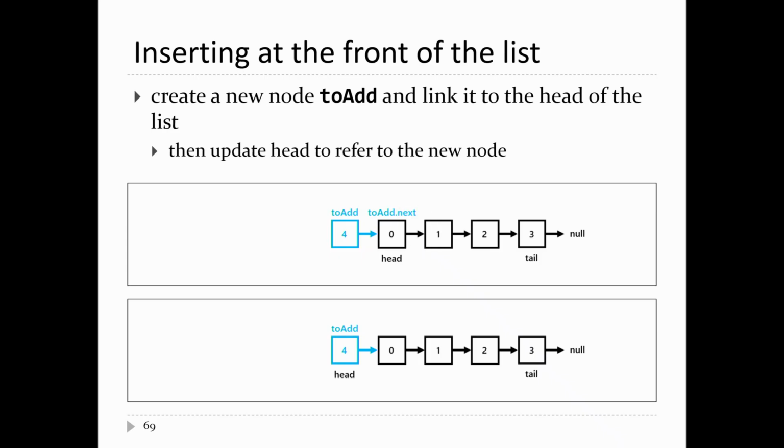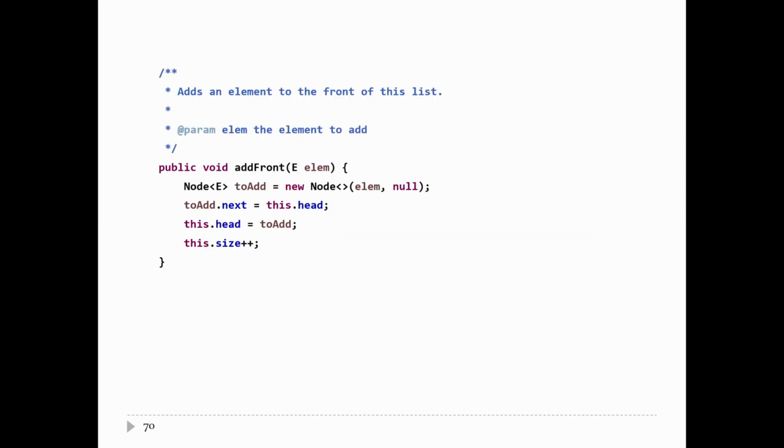Once I've hooked it up to the head node, I now have a new head node in the list. So I have to update the head node so that it now refers to the new node in the list. So how do you implement add front?